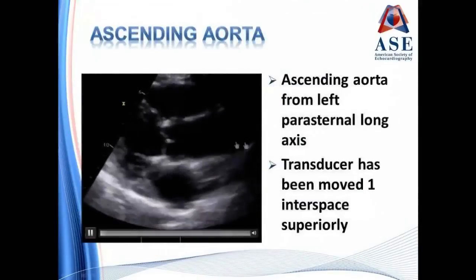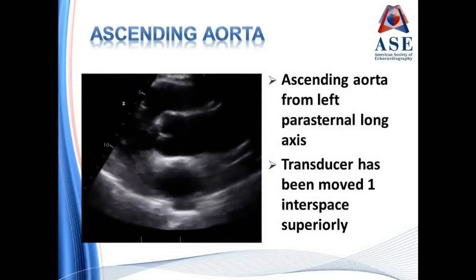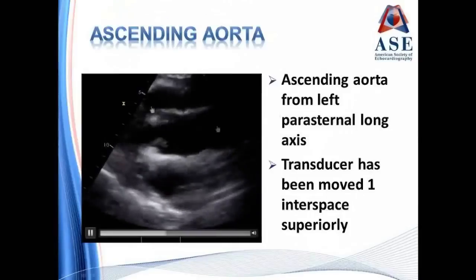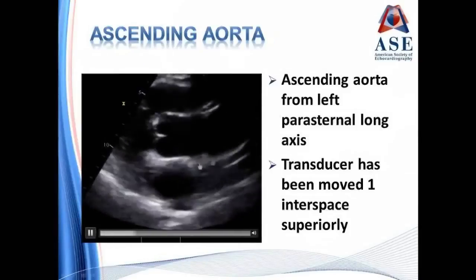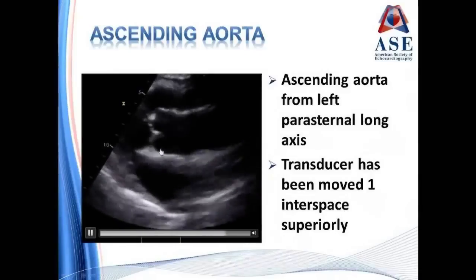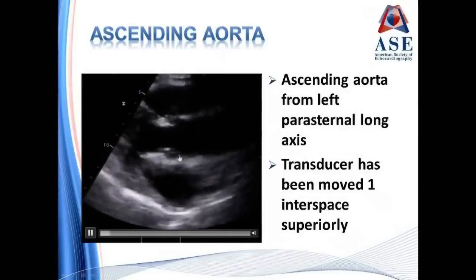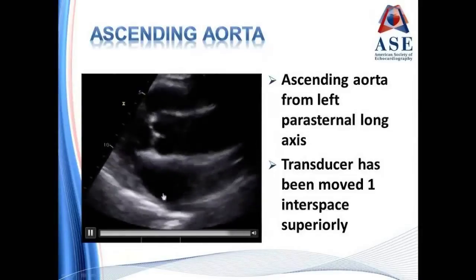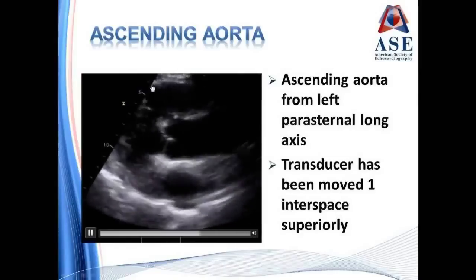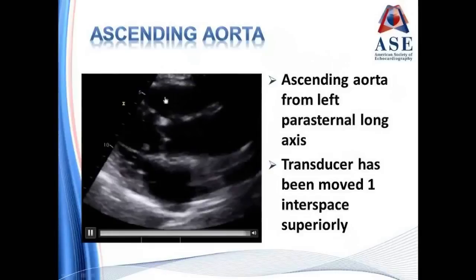If the transducer is moved one interspace cranially, the ascending aorta can be visualized. This is an excellent view for measuring not only the aortic root, seen here, the sinotubular junction, and the proximal ascending aorta. The left atrium, again, is seen posterior to the aorta, and the very high RV outflow tract here anterior to the aorta.